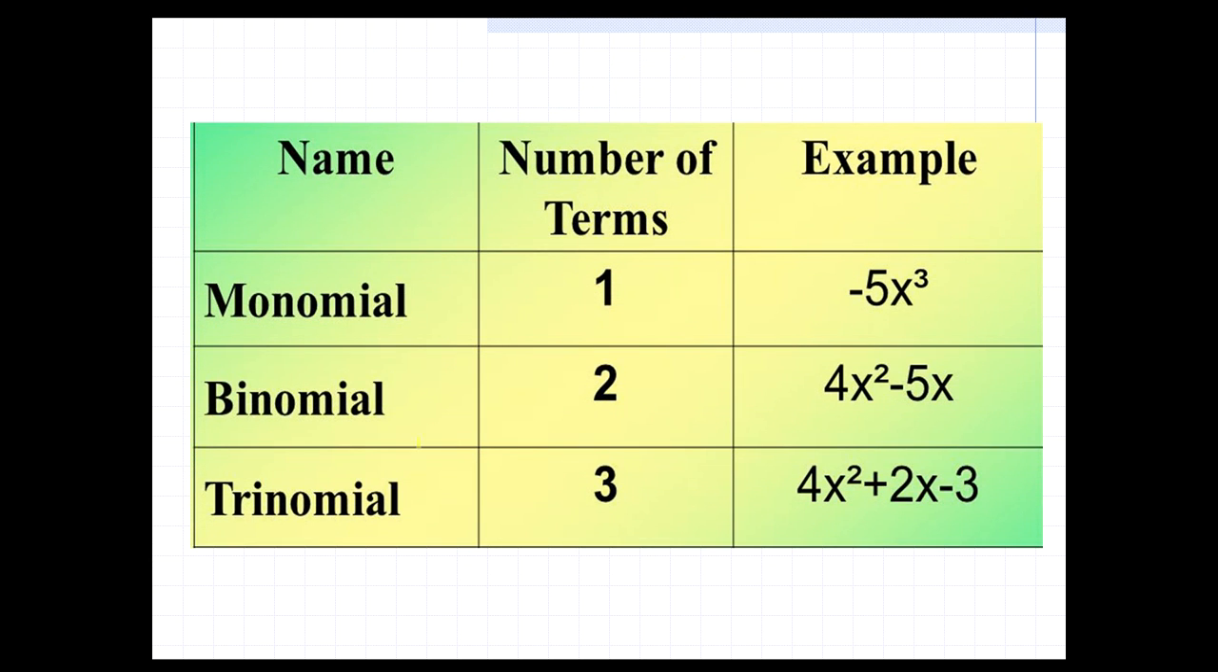Some examples. In the first case, minus 5x cubed is a monomial because it has only one term. In the second case, 4x squared minus 5x is a binomial because it has two terms, and 3 in this case. Please understand, if you have to find out the number of terms, you must first simplify an expression. Had it been 4x squared minus 5x squared, then it would be simplified to minus x squared, so it would have been a monomial.